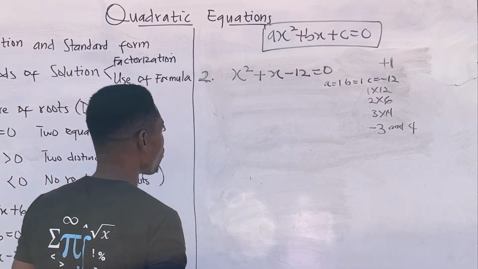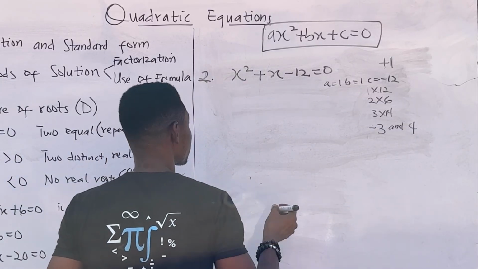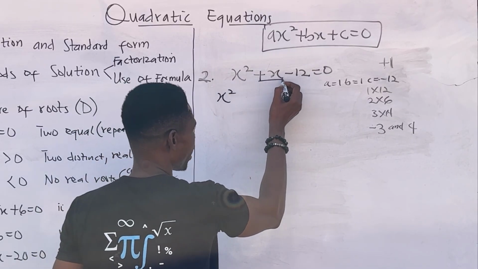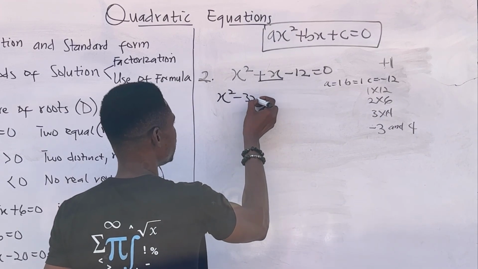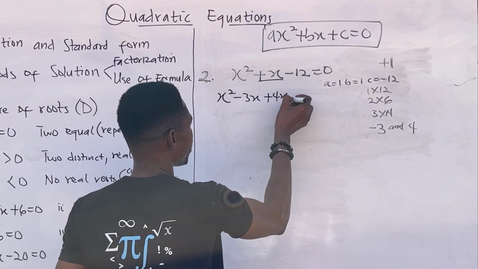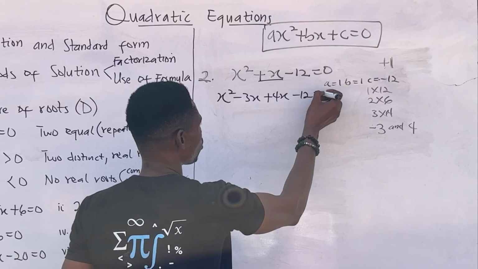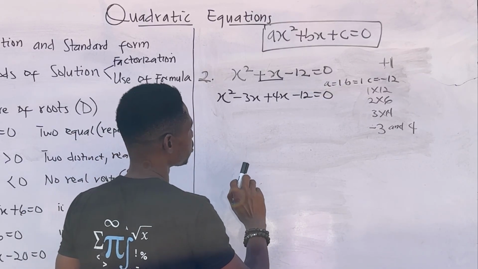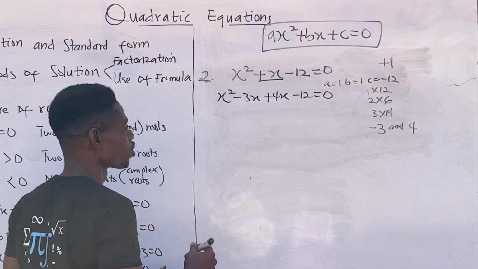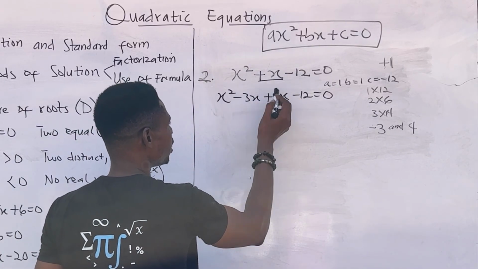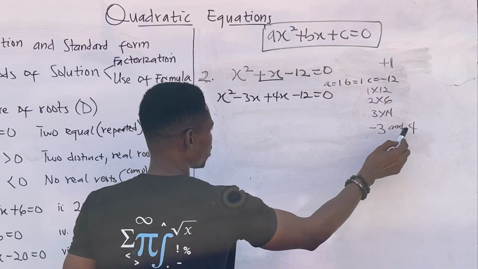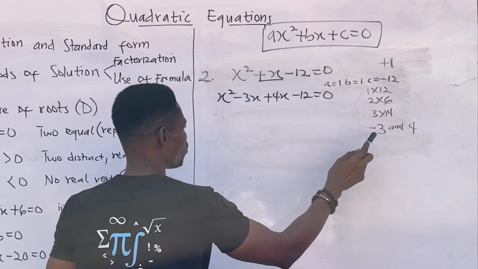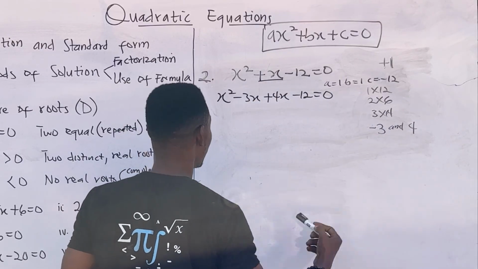So now our values will be x squared. Instead of this plus 1x, we're going to have minus 3x plus 4x. Then our minus 12 equal to 0. So from here, we just broke this 1 into minus 3 and plus 4. But remember, minus 3 and 4, if you add them, give you 1, which is our b. If you multiply them, give you minus 12, which is our c.